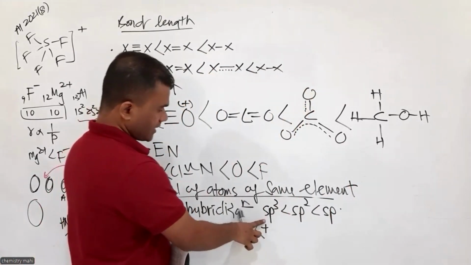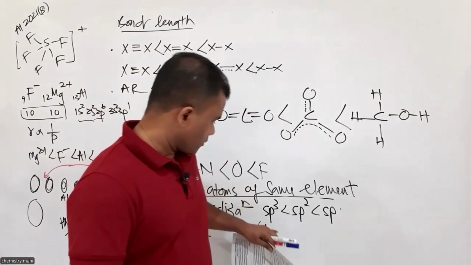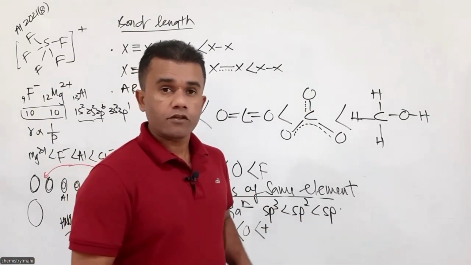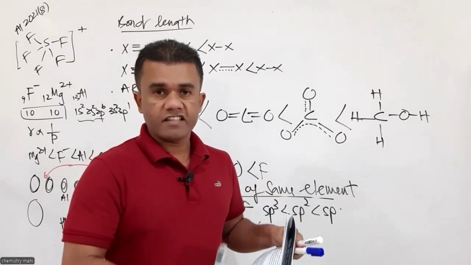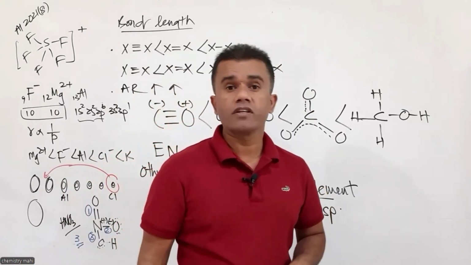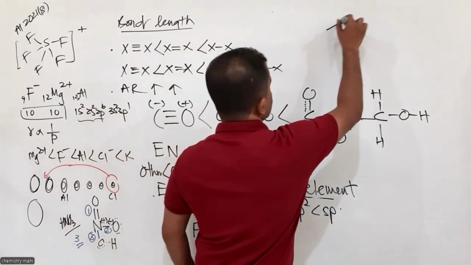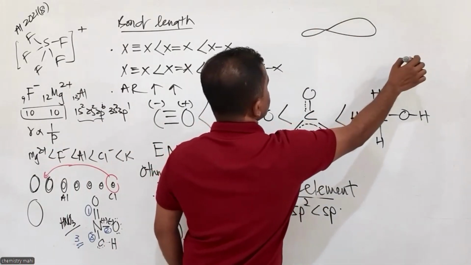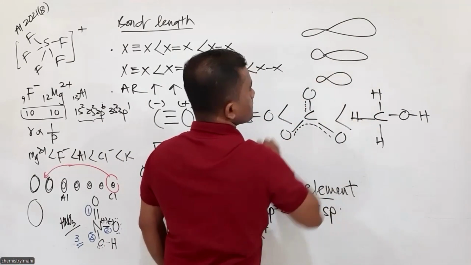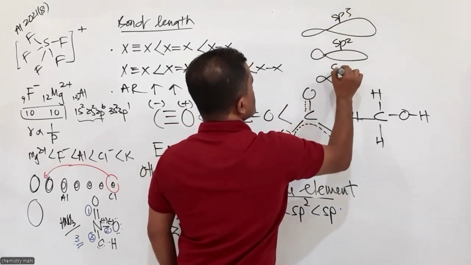Here also, s character increases, electronegativity increases. What about the size of the hybrid orbital when s character increases? The size of the hybrid orbital decreases. When the size of the hybrid orbital decreases, the bonding electrons come close to the nucleus. Maybe you remember that one. We discussed the sizes also. This is sp3, sp2, sp.